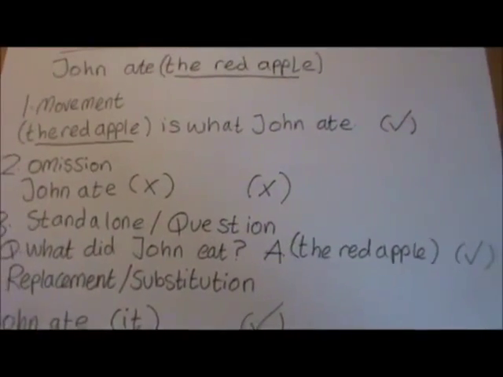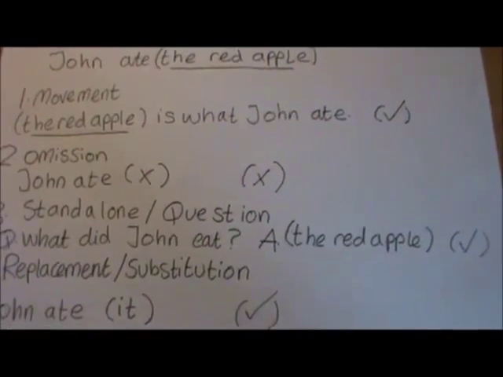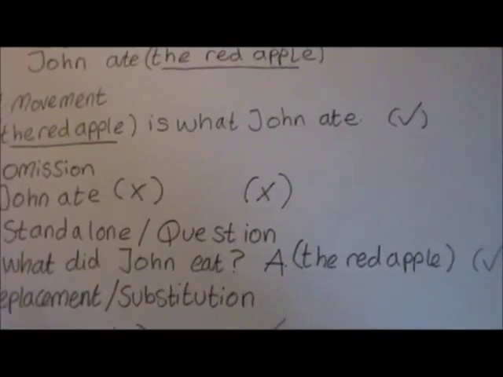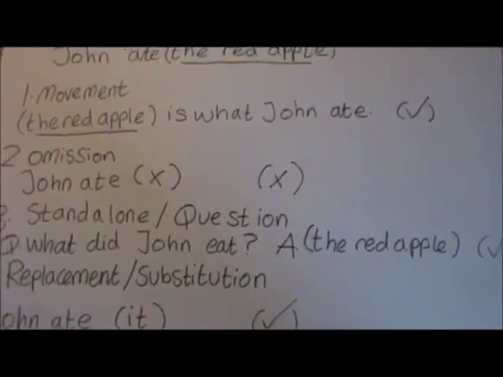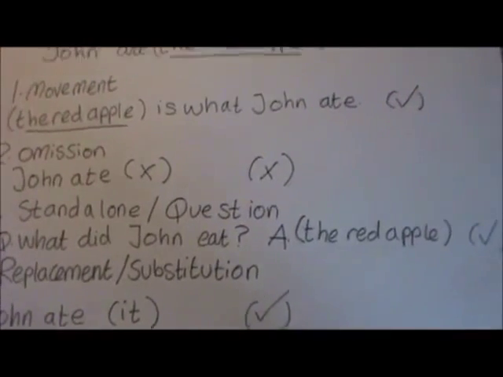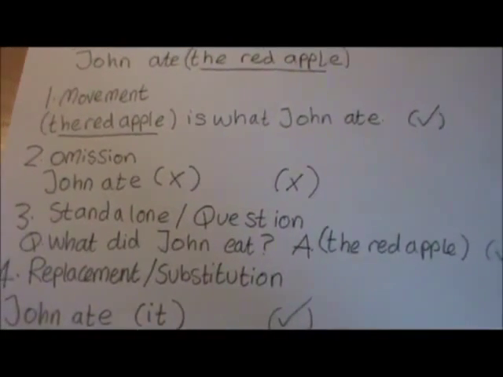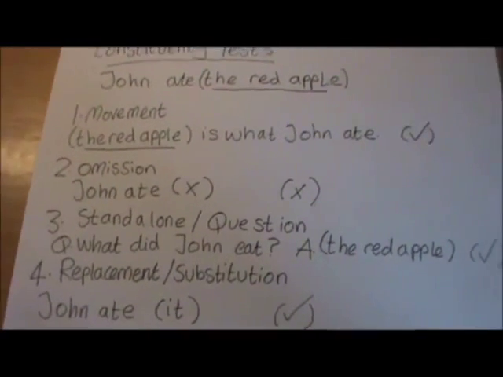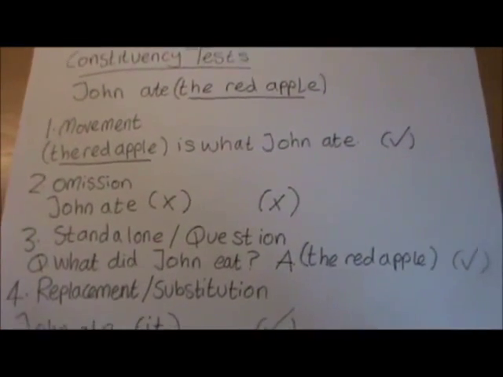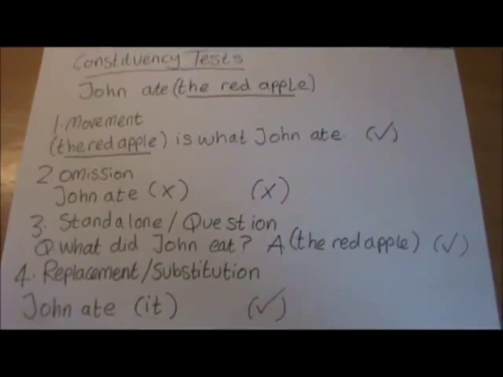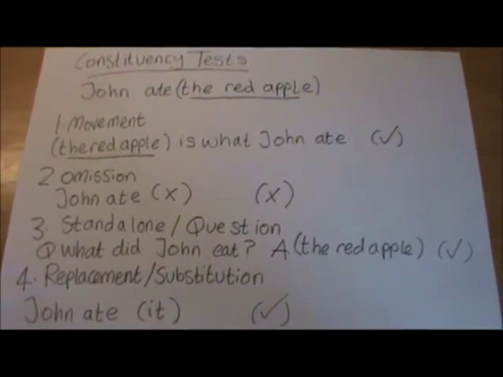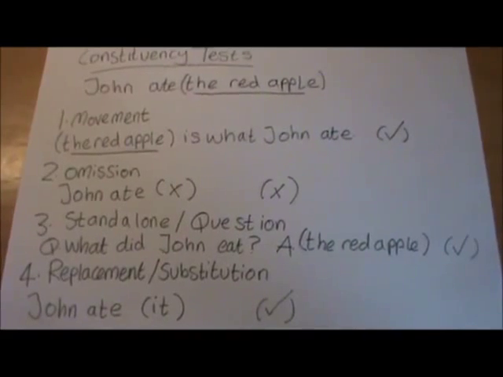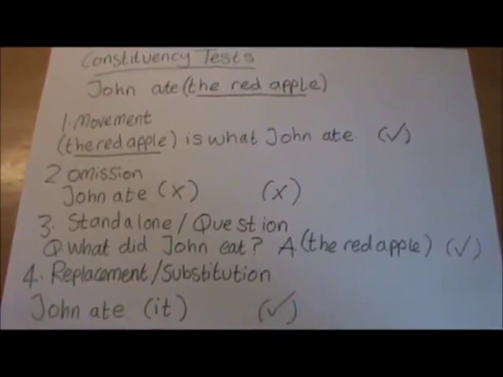Now you should always do at least 3 tests, because the tests can come out, as we've seen, with different results. But if you get at least 3 ticks out of the 4 tests, then you can confidently say that your phrase is a constituent of the sentence. So as you can see, we've got 1 cross but 3 ticks, so we can confidently say that the red apple is indeed a constituent of John ate the red apple. So it's pretty simple to do, and you can do it with any sentence and any phrase to find out if your string of words is a constituent of your sentence.